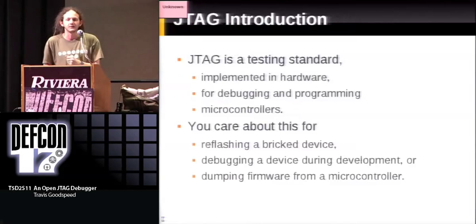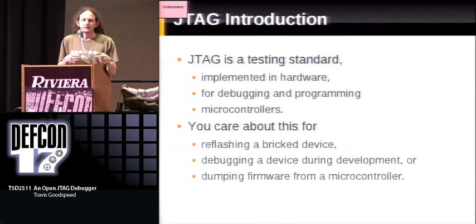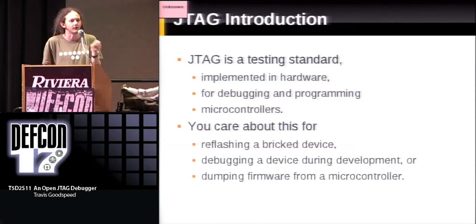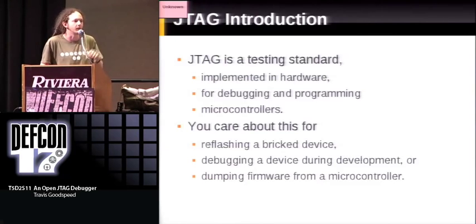JTAG itself is a testing standard. The idea is that if you're manufacturing circuit boards, or when this first came out, computers, you have many different chips on these boards. And you have to know that the chips are wired to one another properly, that you have good solder joints and all of that stuff. So decades ago, they began to use shift registers on the edges of the boards so that you could debug an individual board in isolation without removing it from the containing computer.